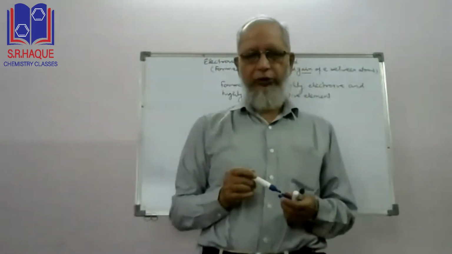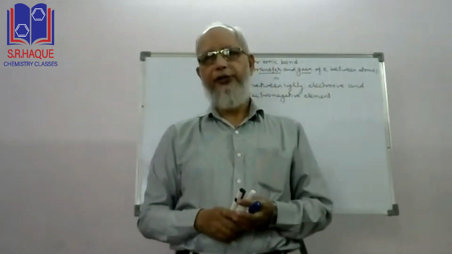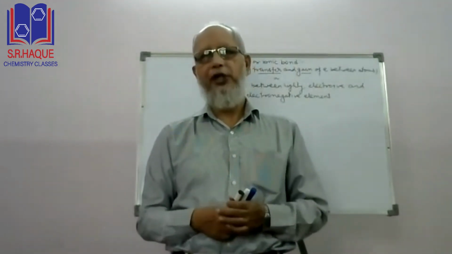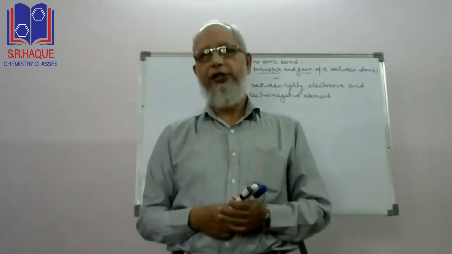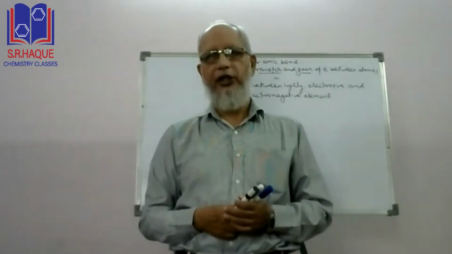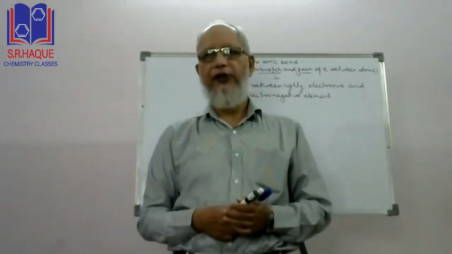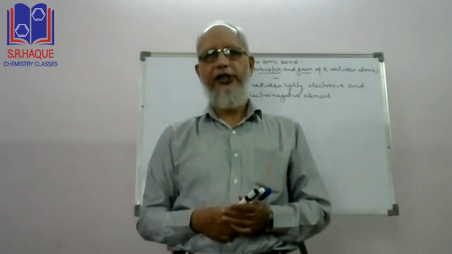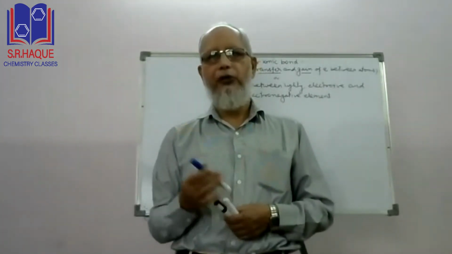And in periodic table, the highly electropositive elements are the elements of first group. And the highly electronegative elements are the elements of 17 group, that is halogens. And also oxygen and sulfur and nitrogen. Oxygen and sulfur belong to 16 group, while nitrogen belongs to 15 group.